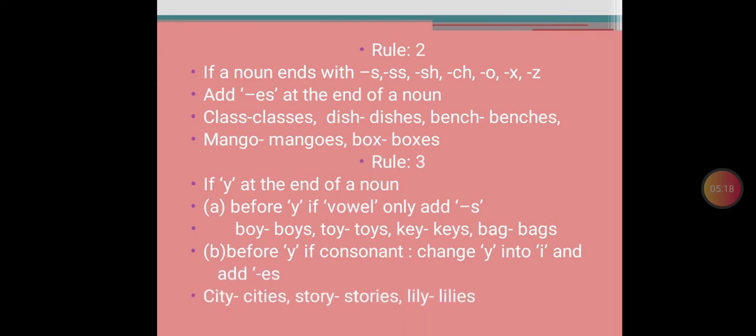Examples are city. Look, spelling C-I-T-Y. At the end, y. Before y, t. T is a consonant. So instead of y, cit, then instead of y, i, and then es: cities. Story, stories. Lily, lilies. So that is the second rule of y. Now we go to the fourth rule.